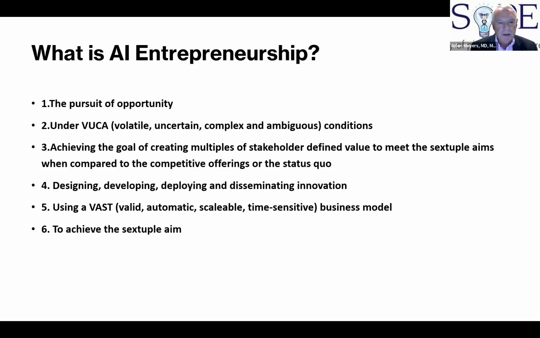So the fourth part is that you do all this to achieve the goal. You need to design, develop, deploy, and disseminate whatever it is you think you're doing. And typically that has to do with disseminating some sort of innovation. Now, again, the terms AI, entrepreneurship, value, innovation, and stakeholders have a lot of different definitions.